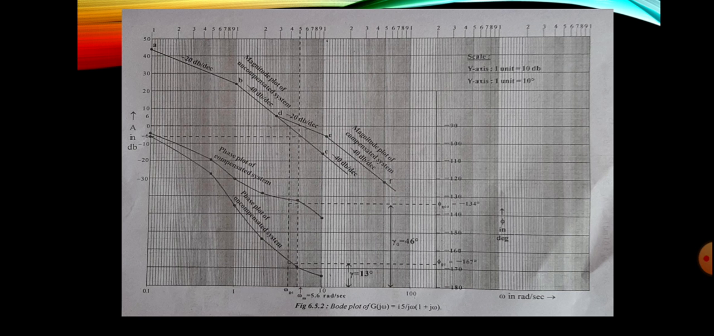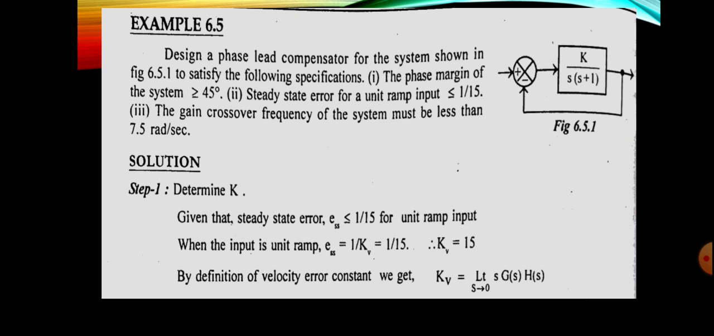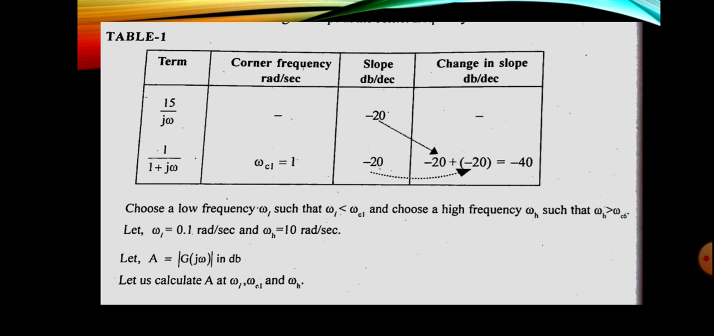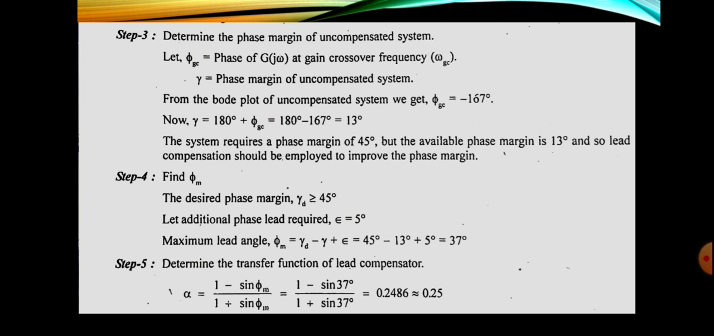But for your requirement, you are asked to design a system with how much phase margin? Phase margin greater than or equal to 45 degrees. So you have to design a lead compensator for attaining this phase margin. So the next step is the designing of the lead compensator. For that, you have to use the procedure that we discussed in the previous video.